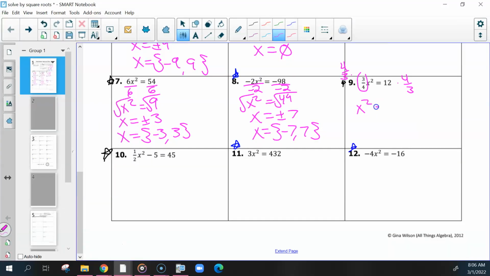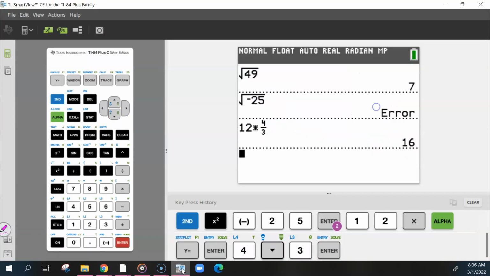16 is a perfect square, so we can take the square root of both sides. Get x equals plus or minus 4, or x equals negative 4, positive 4. We'll do one more on this page and then we'll flip over to the back. To get the actual fraction, alpha y equals, and then it's the first one.